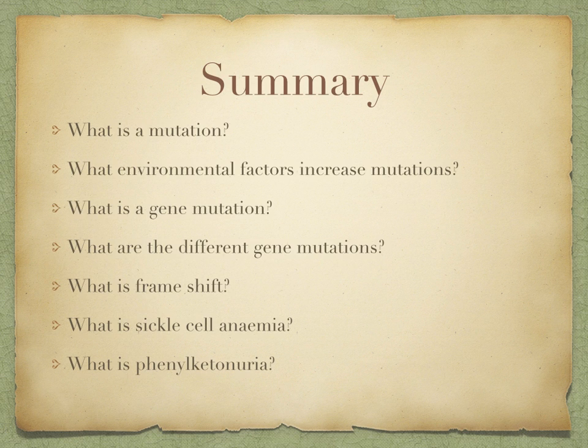And then finally, what is phenylketonuria? This is when there's a change in the DNA sequence so that the enzyme that converts phenylalanine to tyrosine is not made. So phenylalanine levels will be high, and this can result in brain damage if it's not treated.